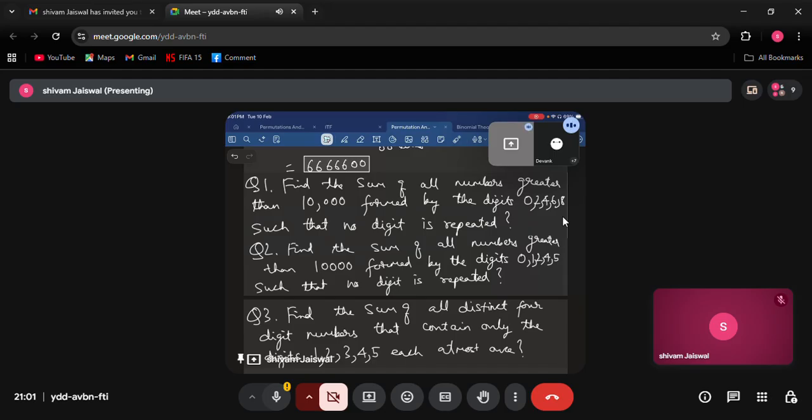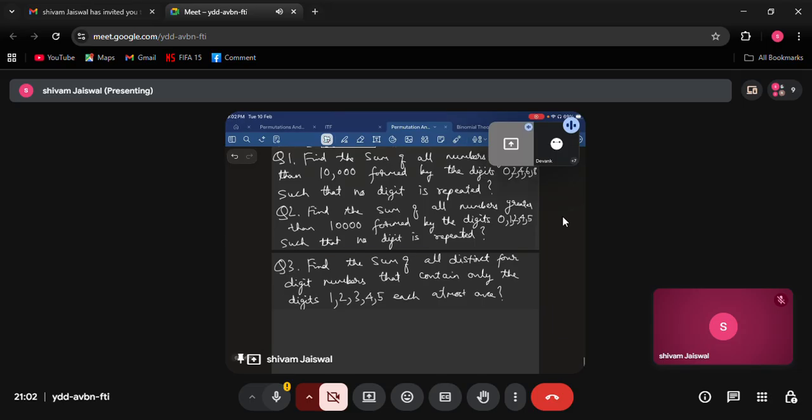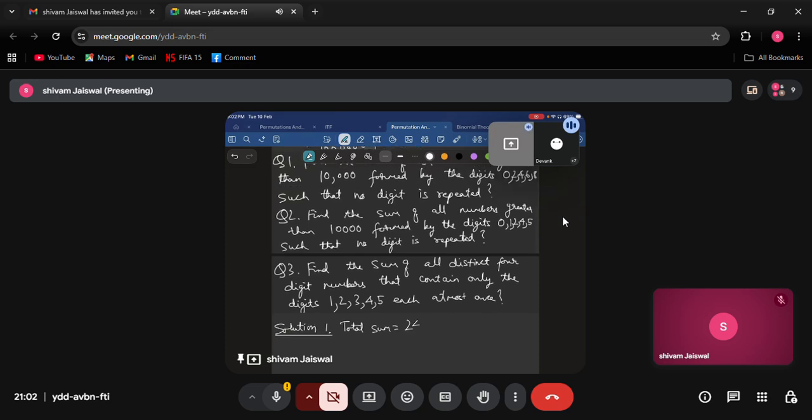So Anandit, Raktim, Mehmel, Anandit, pay attention. Over here, we need to find out the sum of all the numbers greater than 10,000 formed by the digits 02468 such that no digit is being repeated. So you must have done total sum. Total sum will be equal to each digit will appear 24 times in each place multiplied by their sum.